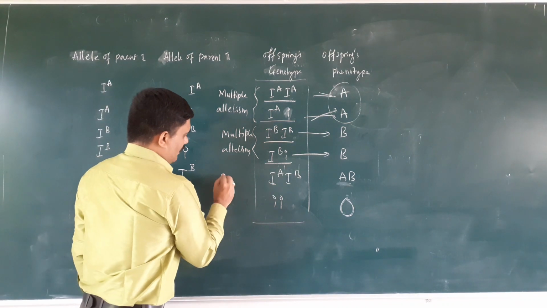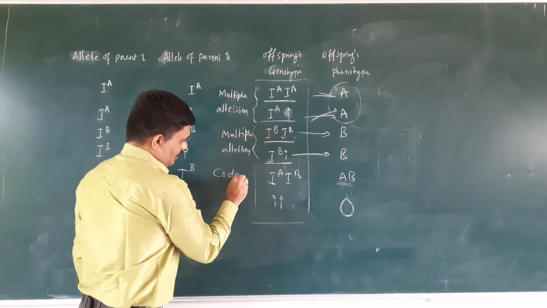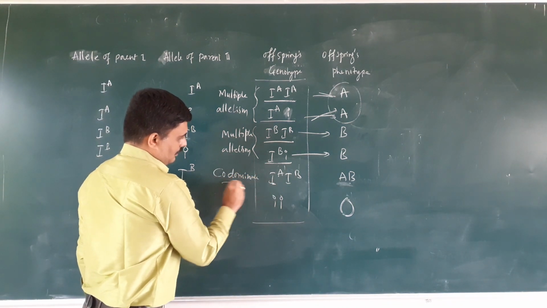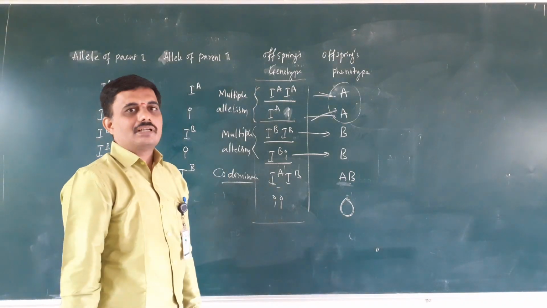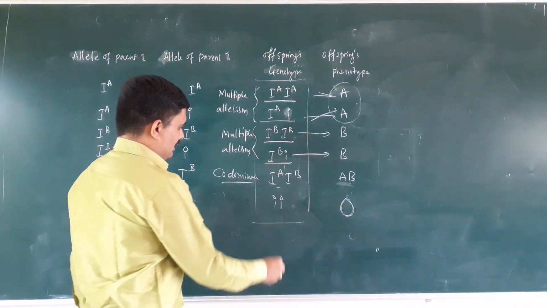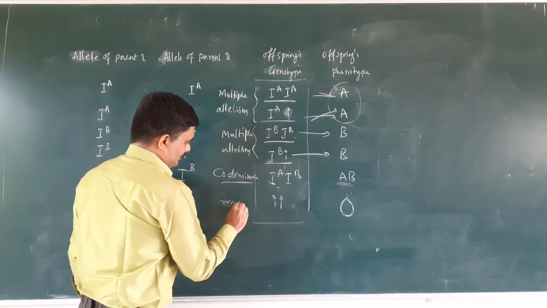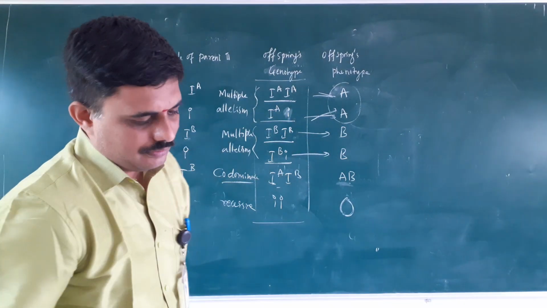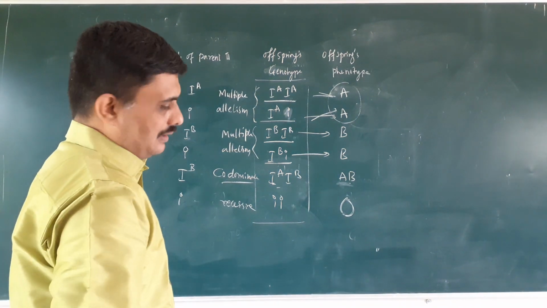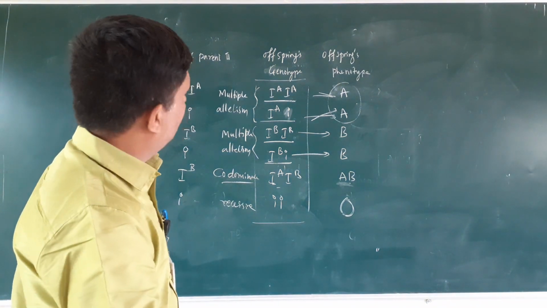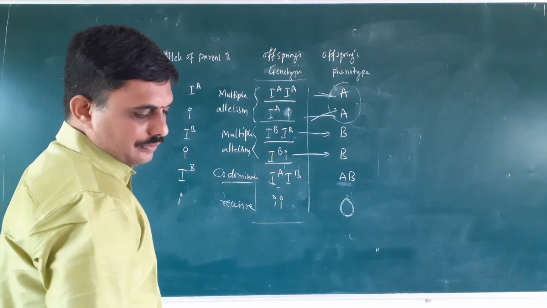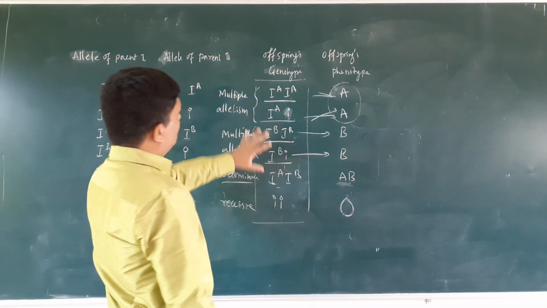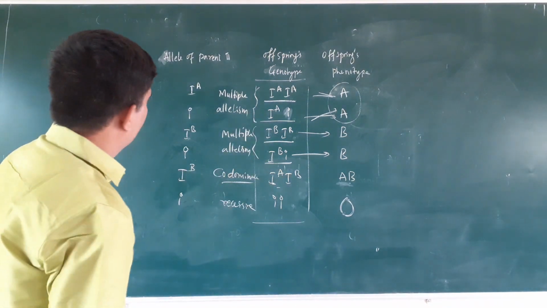This is the example for codominance, because both the dominant genes are expressed in a single character. And this is the recessive character, an example of the homozygous recessive condition. This is about the AB blood group.